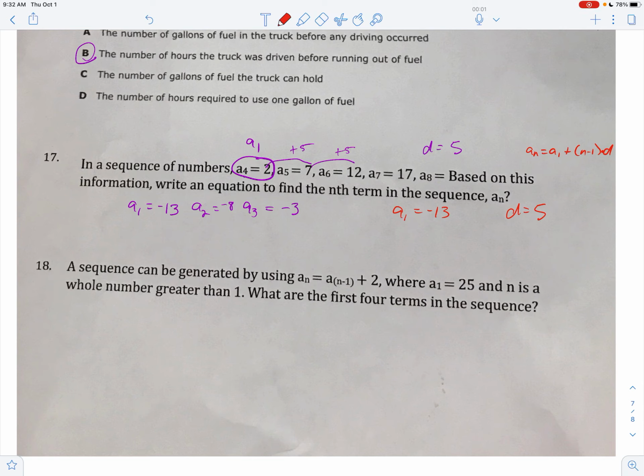All right, so this becomes negative 13 plus n minus 1 times 5. Distribute the 5 inside, and we have negative 13 plus 5n minus 5, which is 5n minus 18. That is the equation to find the nth term of the sequence right here.